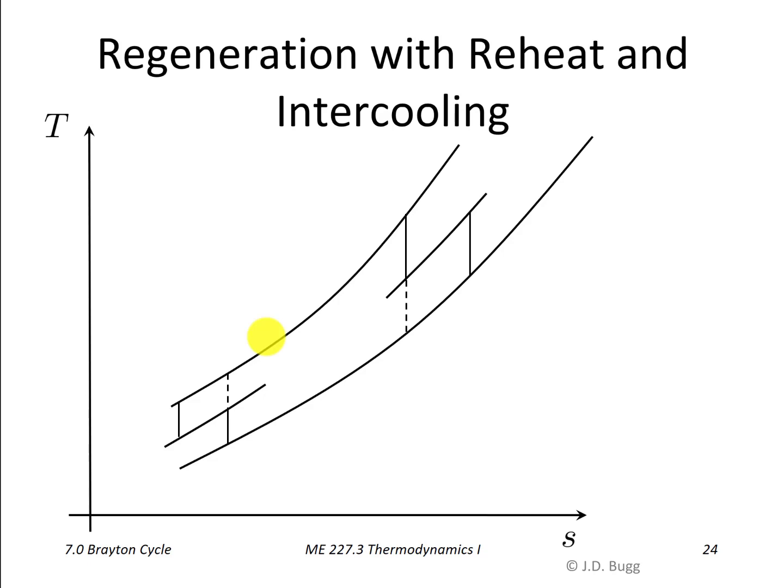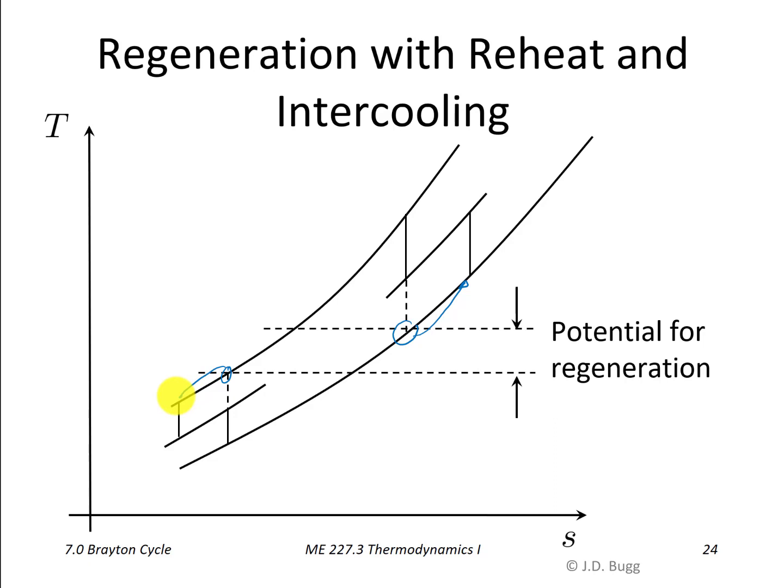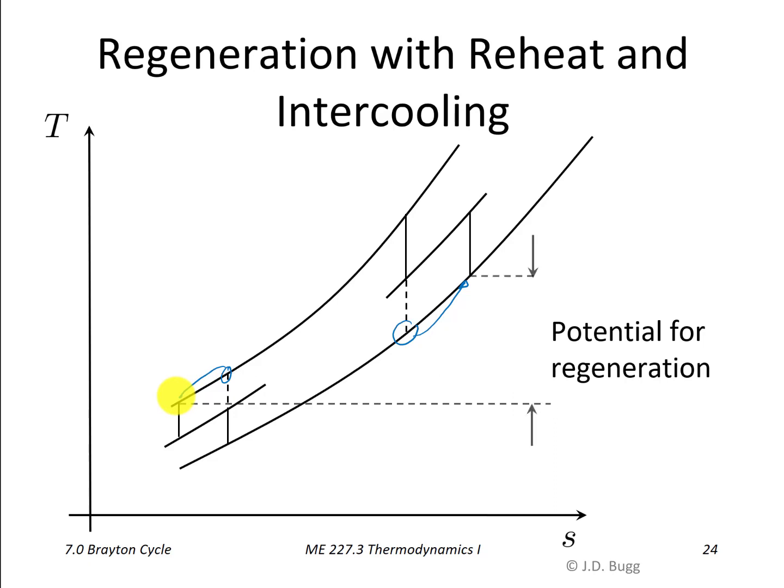So if we revisit our reheater, the effect of the reheater is to move this point from there to there, and the effect of the intercooler is to move this point from there to there. So our potential for regeneration used to be that, but with the reheater and the intercooler operating, it's increased up to that. So that's a very important benefit of intercooling and reheating: to increase the potential for regeneration by increasing that temperature difference significantly.